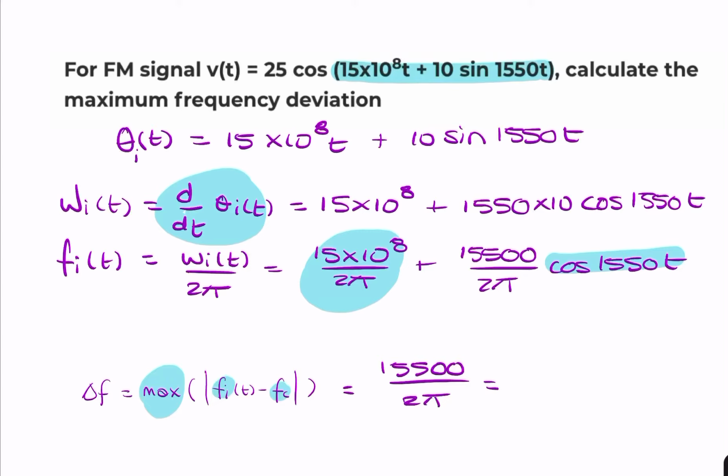And I'm just putting that in the calculator, and that's 2467 hertz. So that's my maximum frequency deviation, or simply my frequency deviation, and that's the final answer.